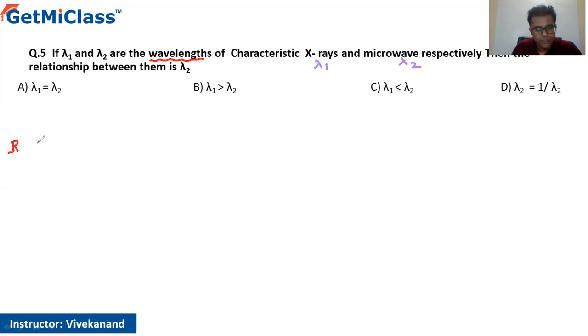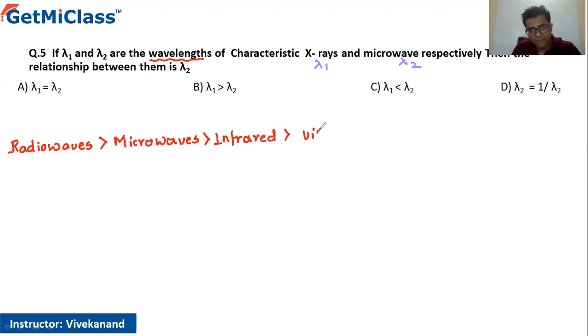are going to be the radio waves, right? So the first one is going to be the radio waves, then followed by it are the microwaves. After that, what we have is the infrared radiations. After the infrared radiations, we have the visible radiations or visible waves. After the visible rays, we have the ultraviolet radiations. After the ultraviolet radiations, we have the X-rays and followed by the gamma rays.